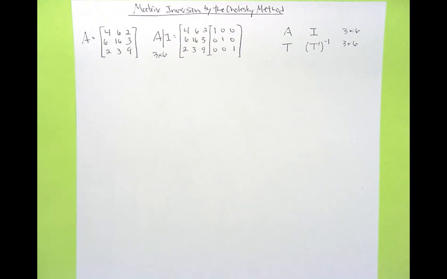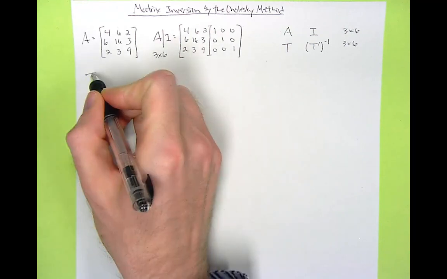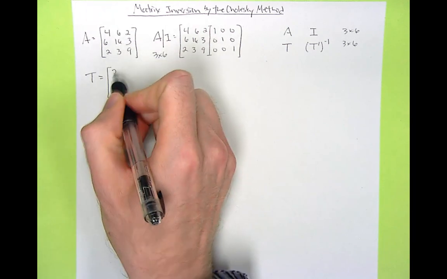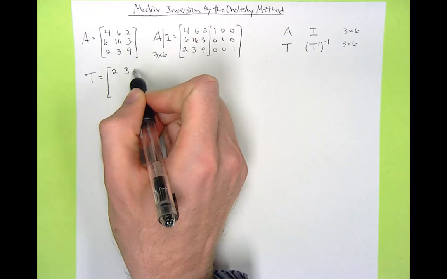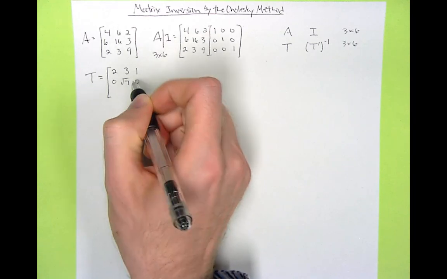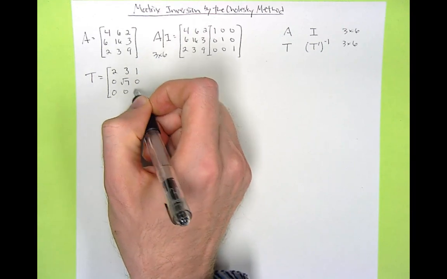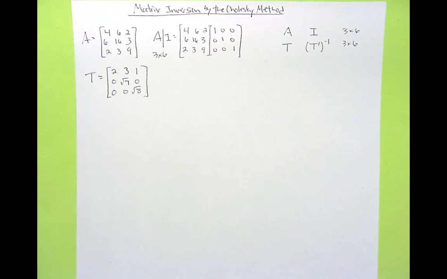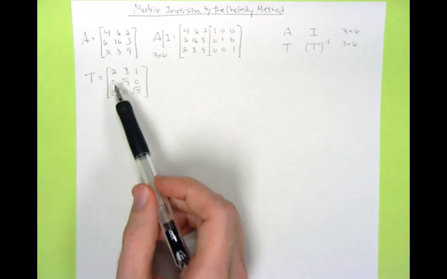From video 3.23 on triangular square root matrices, we found the triangular square root matrix of this A matrix to be this. And this is just going to save us some time, so please refer to that video if you need to. We found it to be 2, 3, 1, 0, square root of 7, 0, 0, 0, square root of 8. And as you notice, this is an upper triangular square root matrix, because in the lower triangle we have zeros as values.